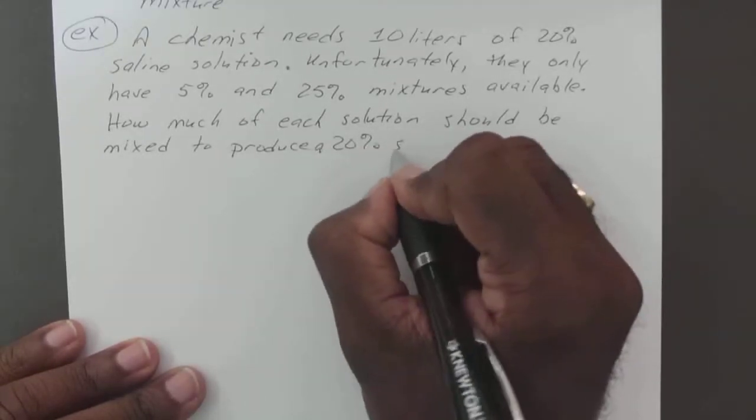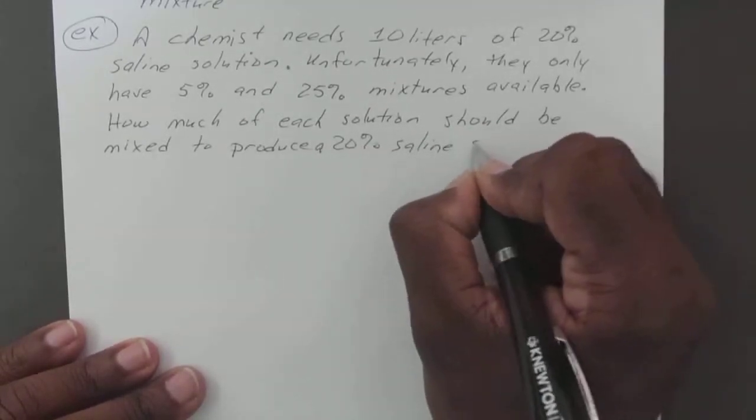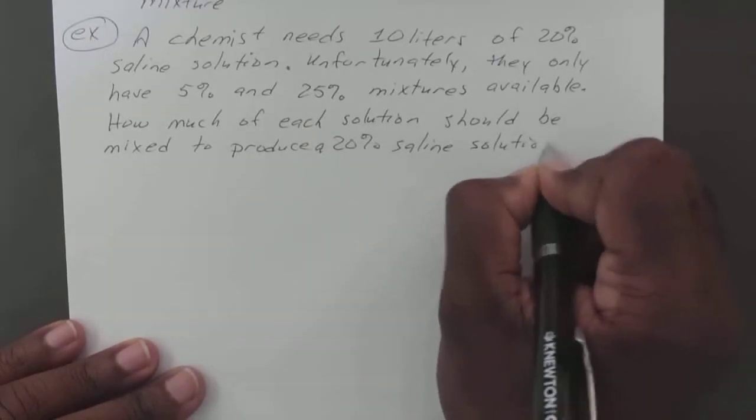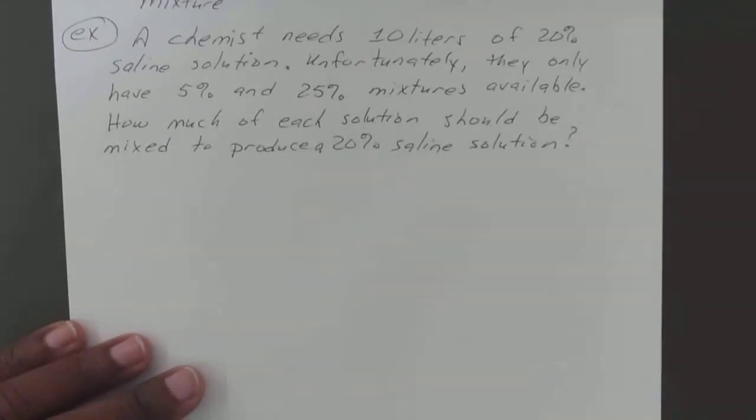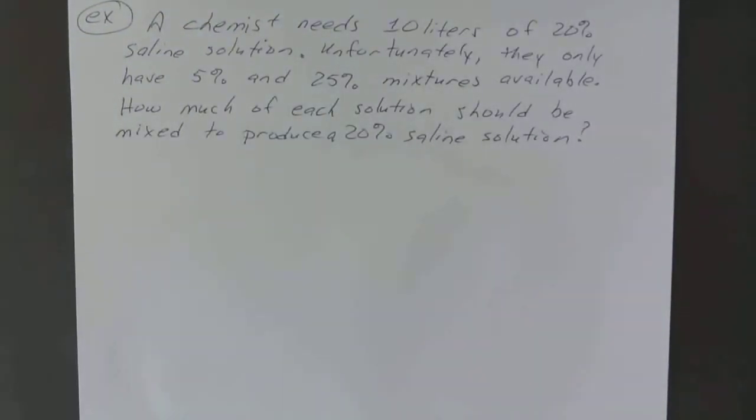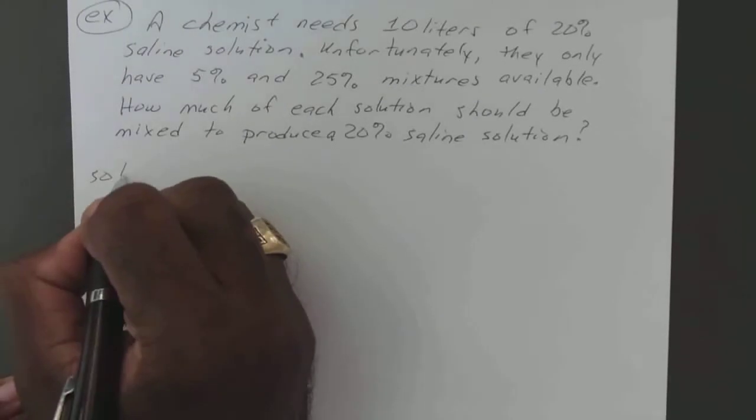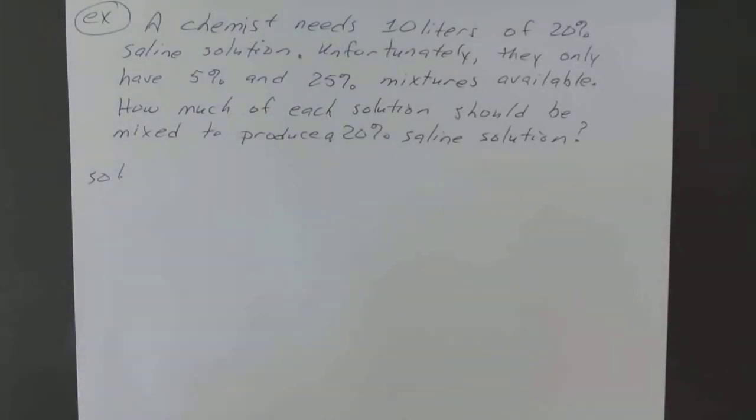produce a 20% saline solution. Okay, so we know we're trying to figure out how much of the first solution and how much of the second solution would give us 10 liters of 20% solution.